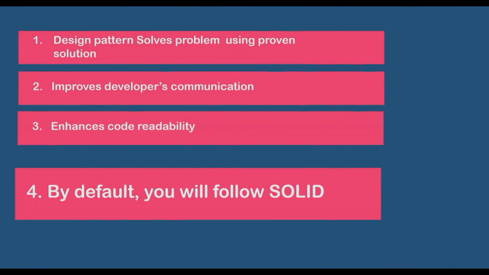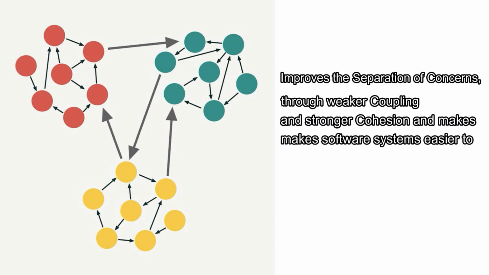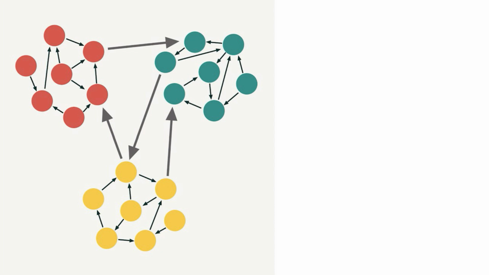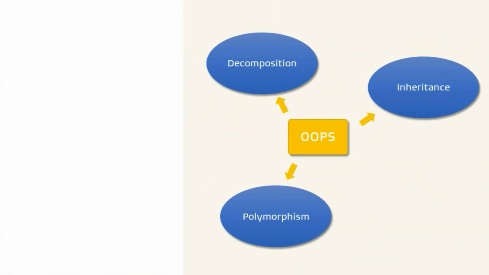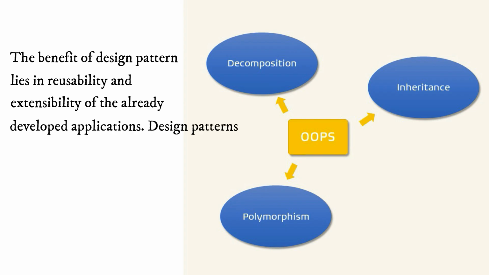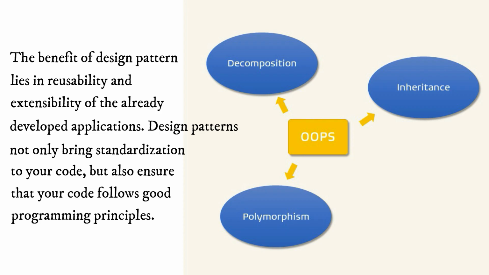Design pattern by default follows the SOLID principles. First of all, how does SOLID design principle help? It basically improves the separation of concerns through weaker coupling and stronger cohesion and makes software systems easier to maintain and to extend. Now design pattern by default follows this principle. Additionally, design pattern uses object-oriented concepts like decomposition, inheritance and polymorphism. The benefit of design pattern lies in reusability and extensibility of the already developed applications. Design patterns not only bring standardization to your code but also ensure that your code follows good programming principles.